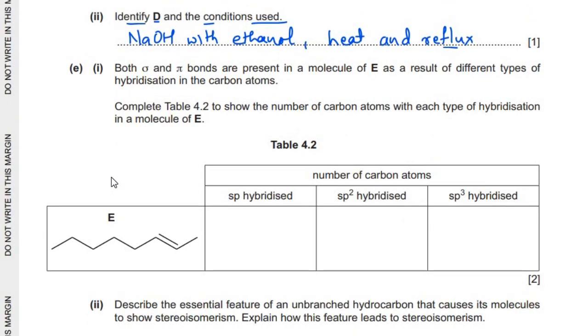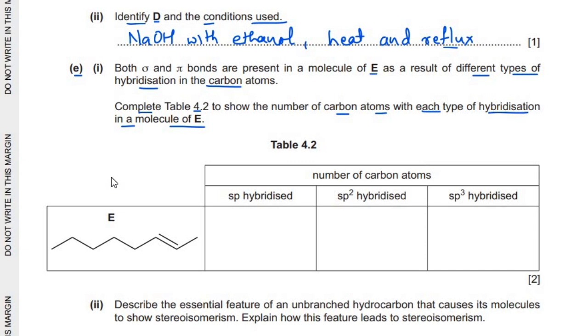So going ahead with the E part: both sigma and pi bonds are present in a molecule of E as a result of different types of hybridization in the carbon atom. Yes, now that is possible. Why? Because there is a double bond also. So there the two carbons carrying the double bond have a different hybridization. Okay, let's see what is the question. Complete table 4.2 to show the number of carbon atoms in each type of hybridization in a molecule of E.